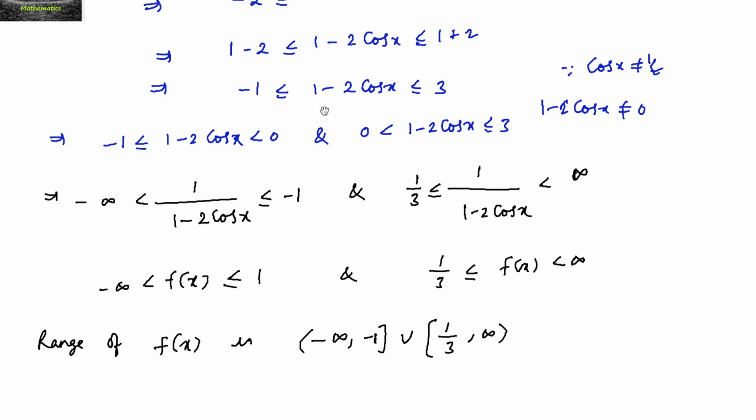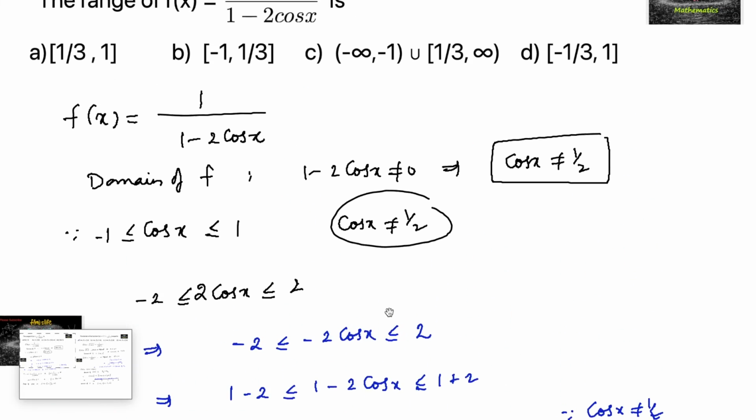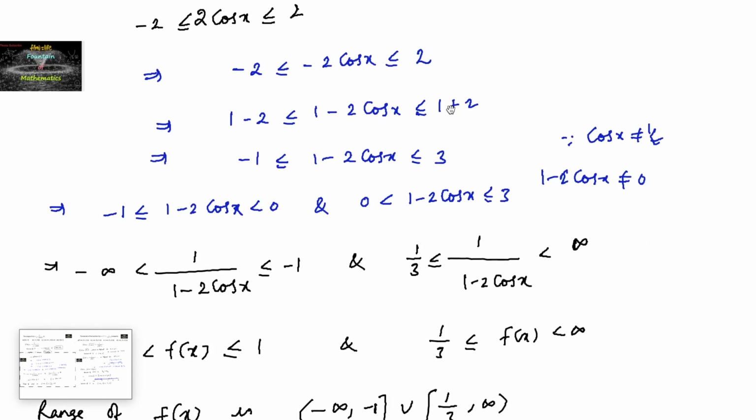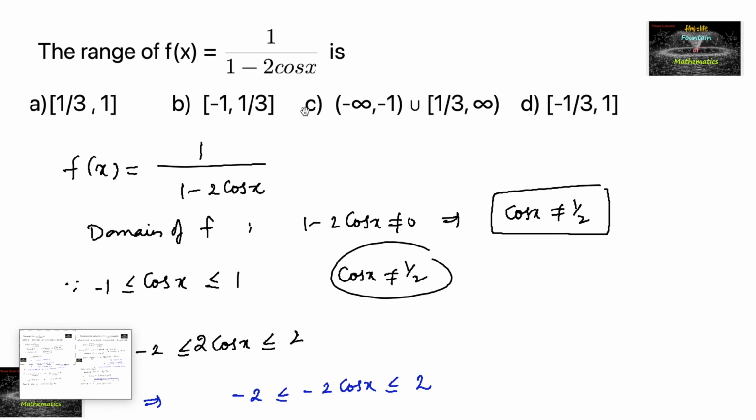So we can check in the options: minus infinity to minus 1 closed, union 1 by 3 to infinity. None of the options are matching exactly, but it's approximately equal, even excluding minus 1, so you can consider option C, that's most near to the answer, right?